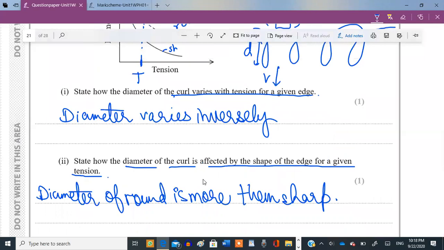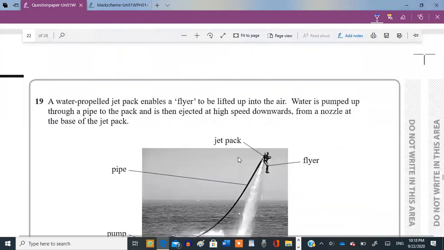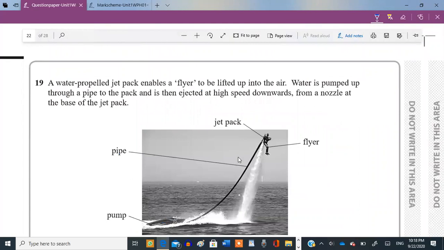Now coming to the last question, 19. A water-propelled jetpack enables a flyer to be lifted up into the air. Water is pumped up through the pipe to the pack and then ejected at high speed downwards from a nozzle at the base of the jetpack. This is more like a rocket. If you remember, in a rocket there are gases moving down which are applying upward force on the person.